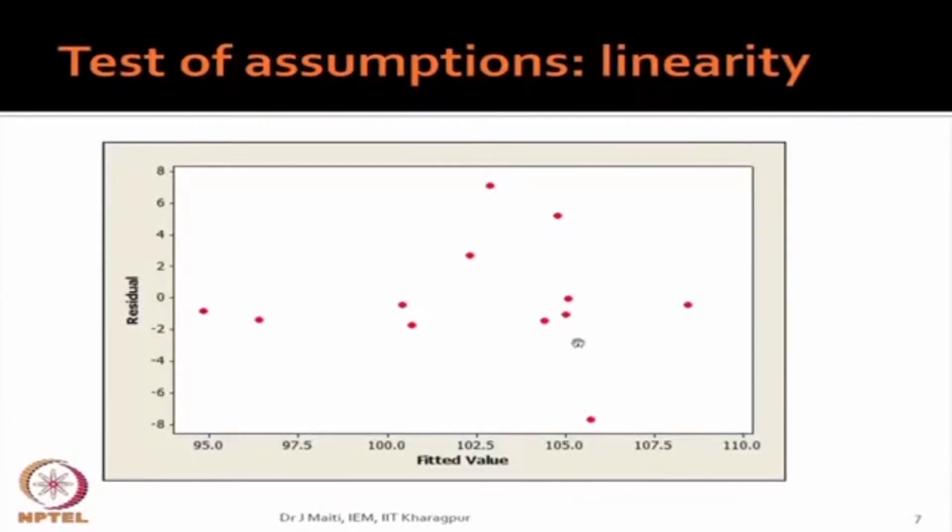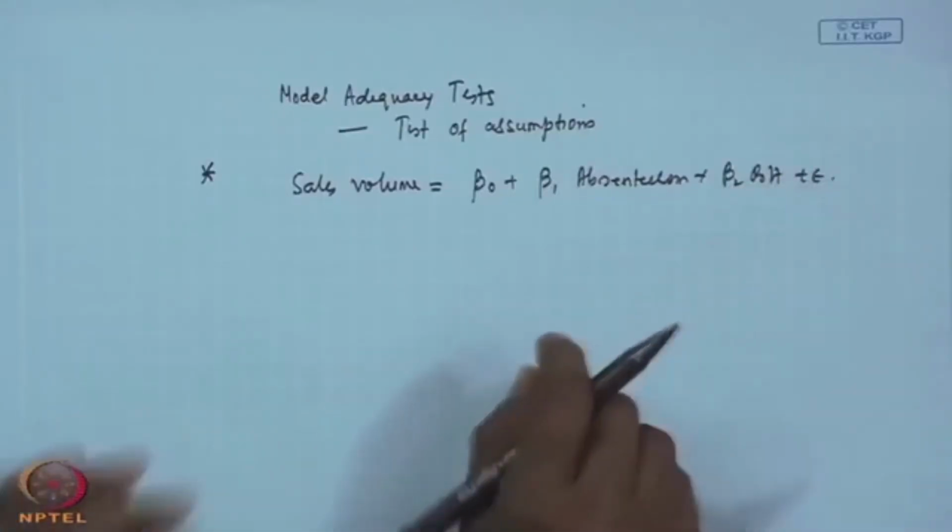Then today's topic is test of assumptions. One of the assumptions is linearity. Now if you look into the results of the given problem, that is the small company doing business in a local city where sales volume is a function of your absenteeism and breakdown hours plus error.